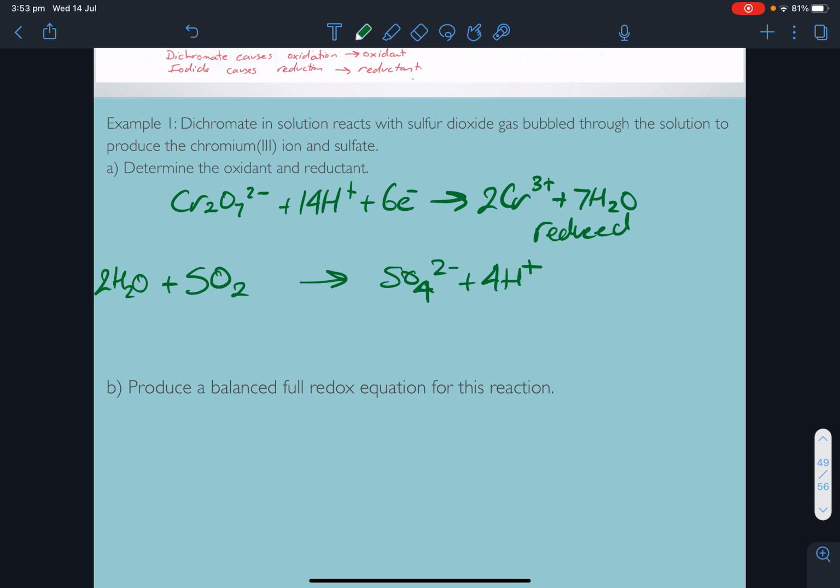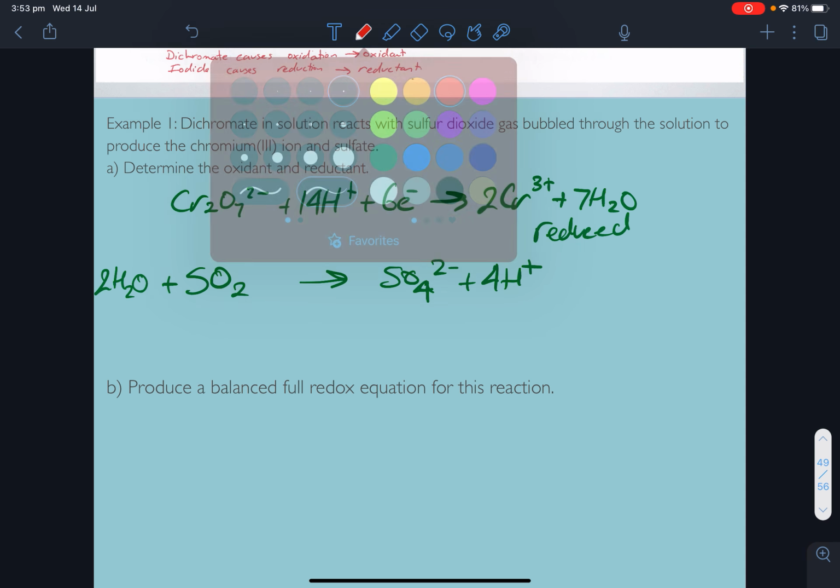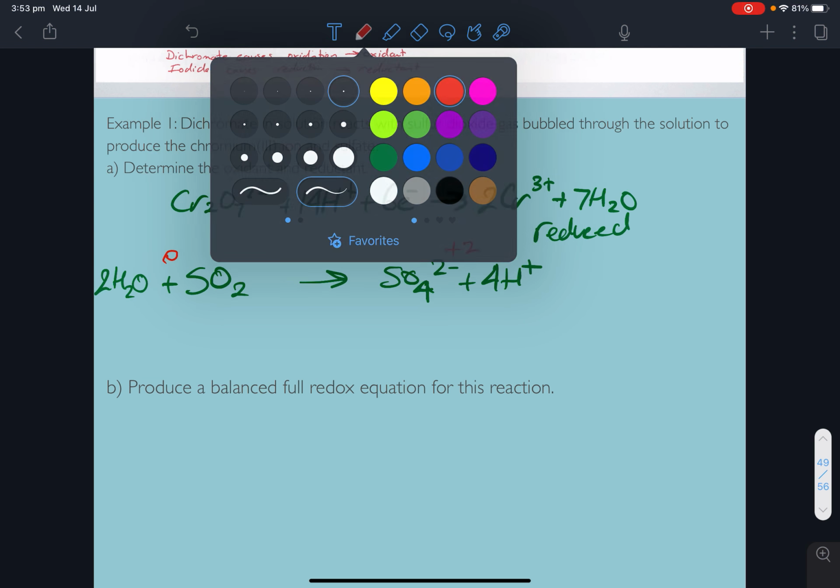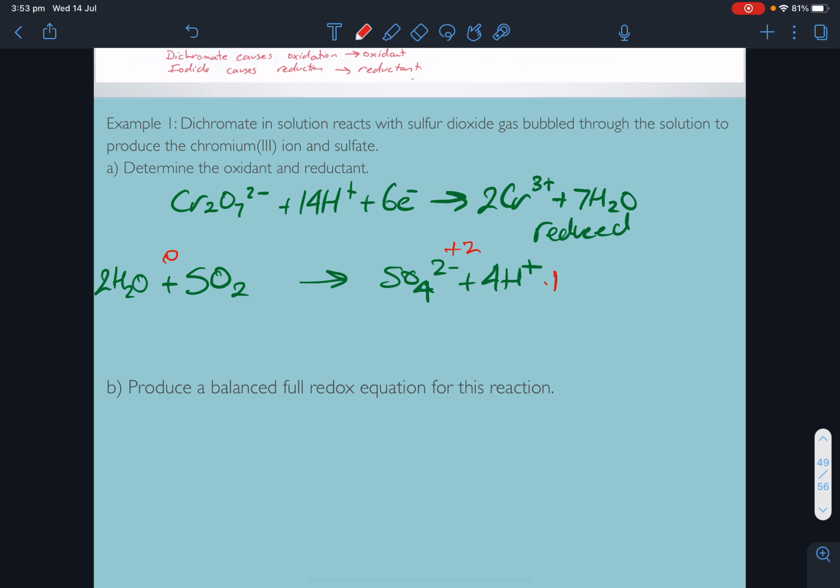Have we got conservation of mass? 4H, 4H, 4 oxygens, and 4 oxygens, and 1 sulfur and 1 sulfur. So we're all good. Now we need a balanced charge. Okay, charge on the left is neutral, so 0, and charge on the right is 2 minus plus 4, so it's positive 2. So we need 2 electrons on that side. Okay, and that's promising because it's opposite to the one above.